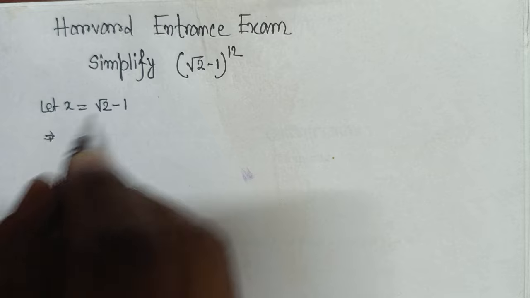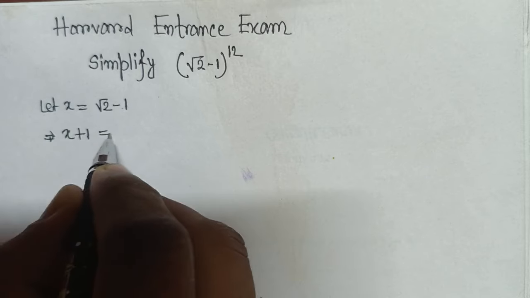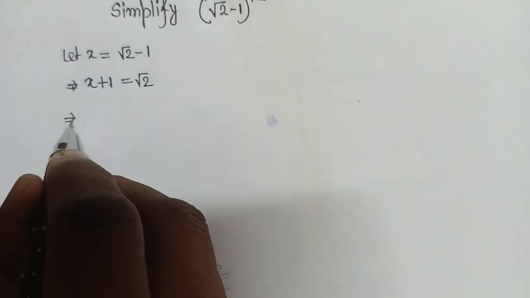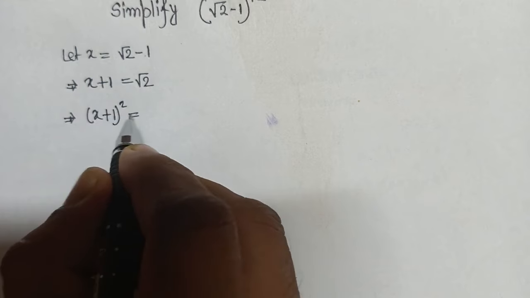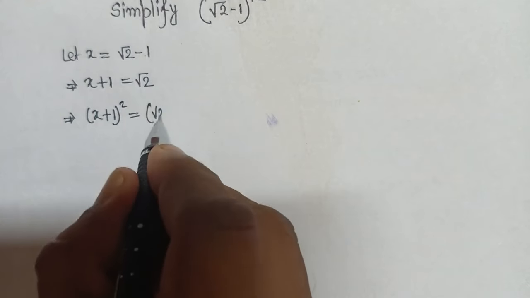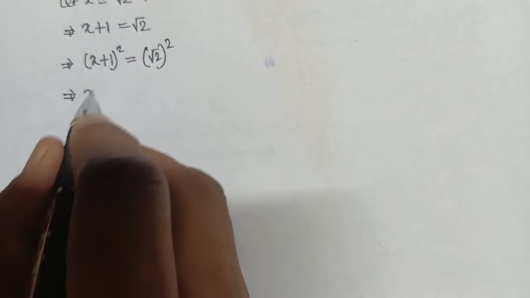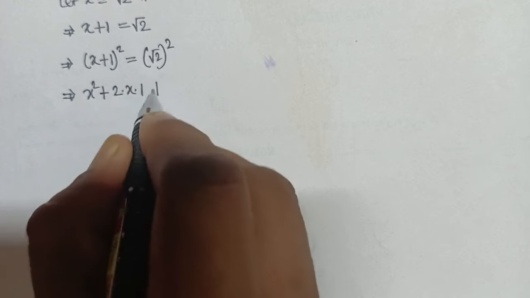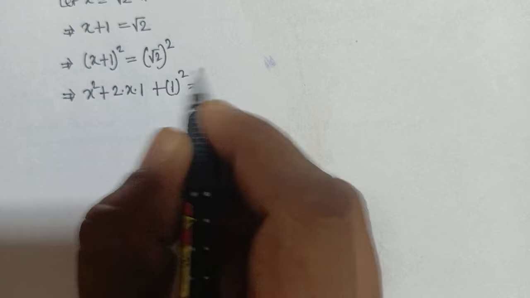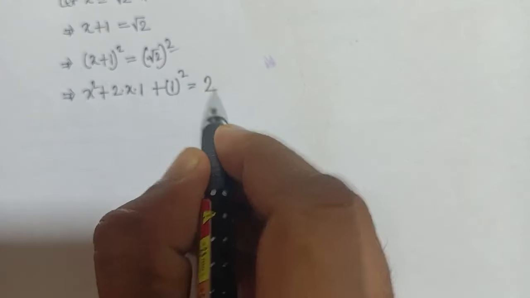So we are going to move this 1 to the left-hand side. Then we get x + 1 = √2. Now we are going to square both sides. (x + 1)² = (√2)². So we get x² + 2x·1 + 1², and here the square root and square cancel out. We get only 2.